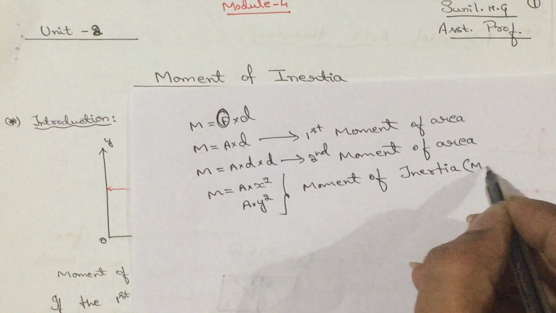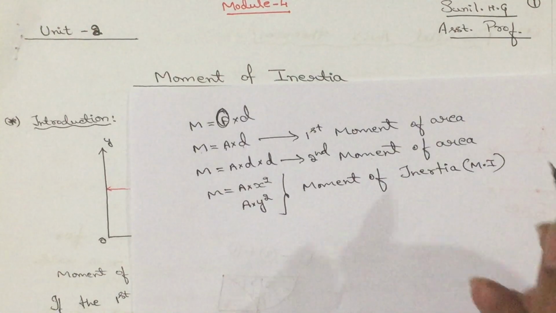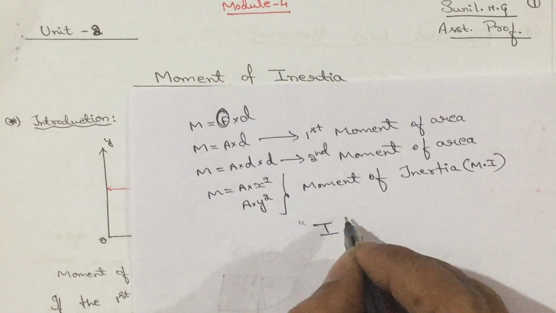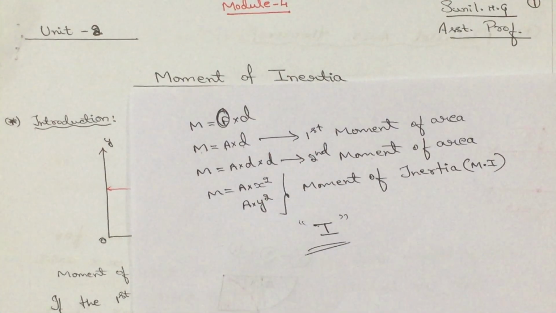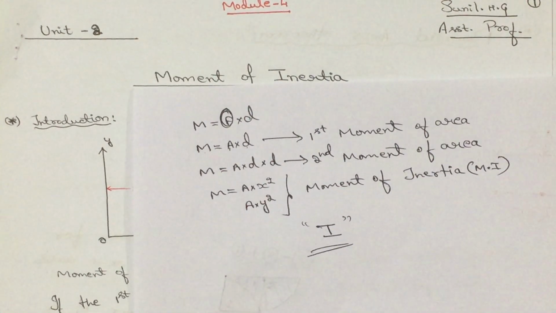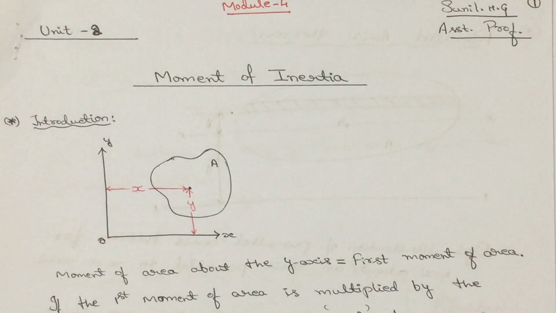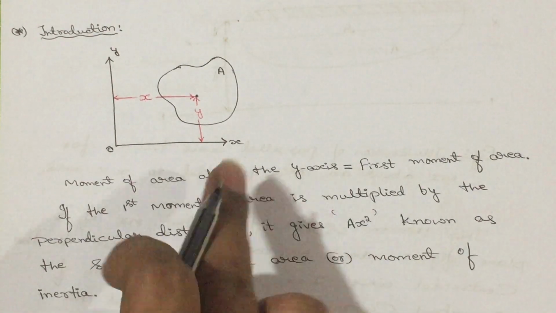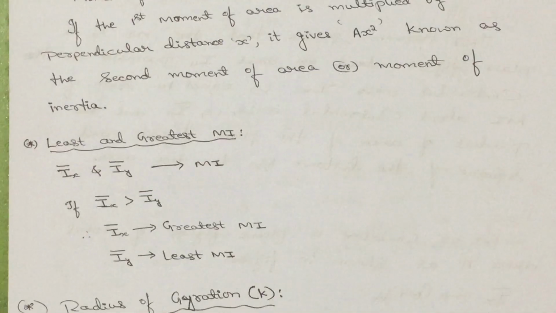In simple words, it is MI, and moment of inertia is indicated by I. So with this basic concept I will proceed further. This concept I have explained here.